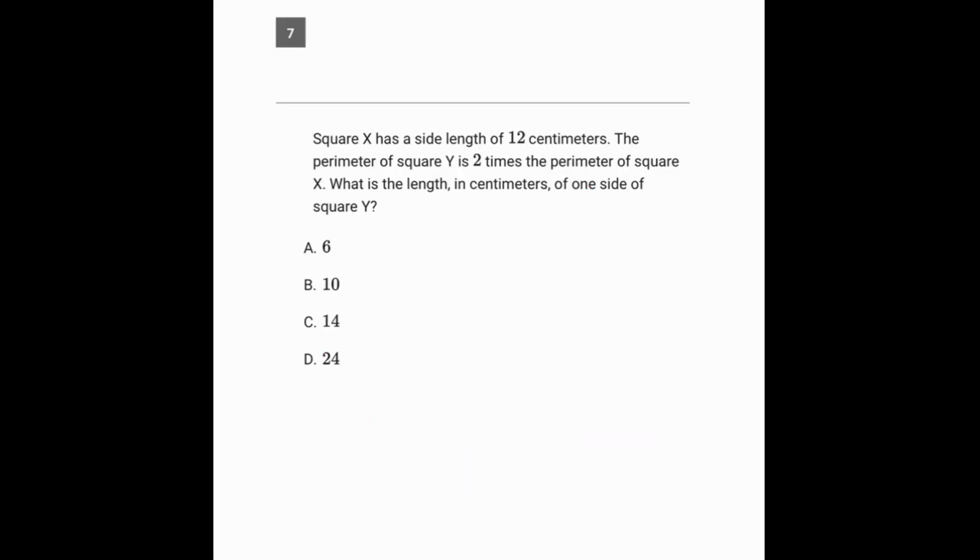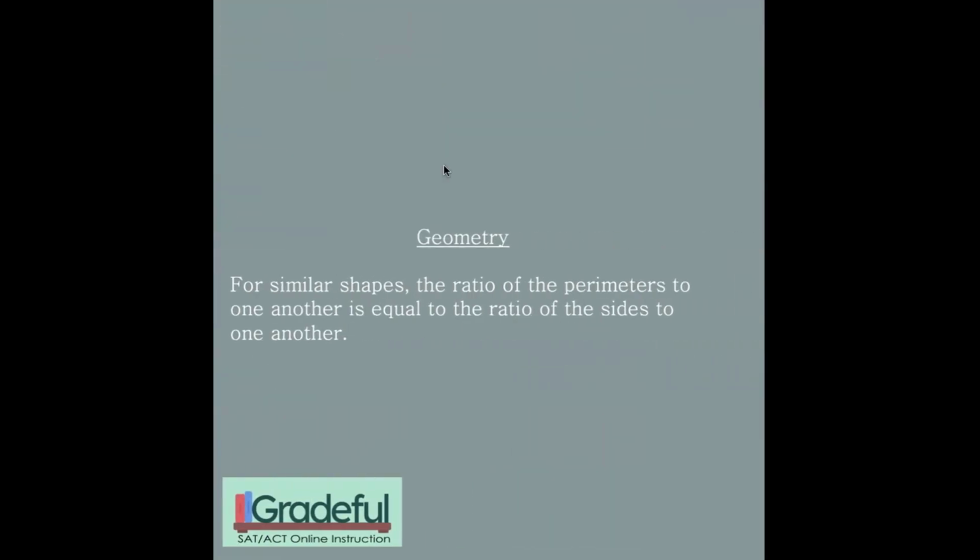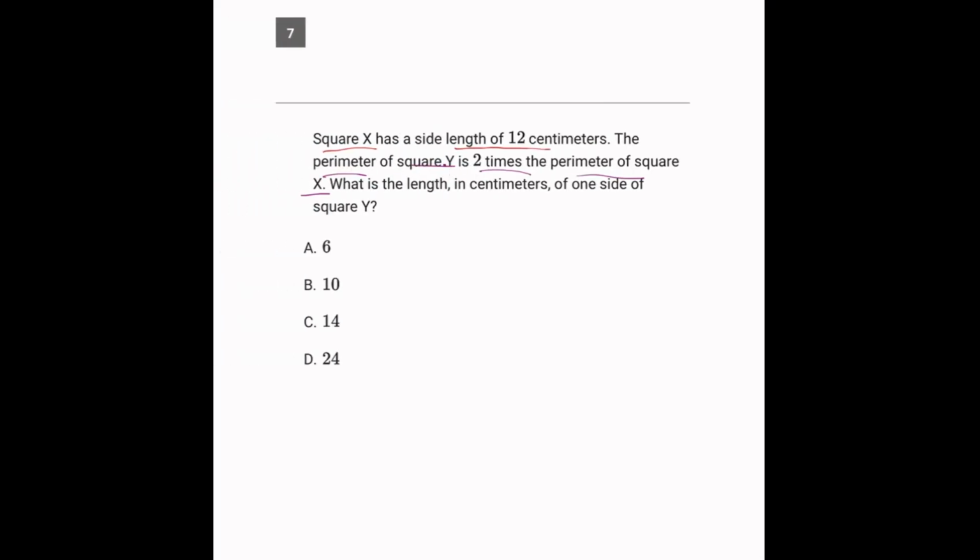Let's go over to number 7 now. Here, we're seeing that we have square x and square y. Square x has a side length of 12. The perimeter of square y is double the perimeter of square x. And the little factoid you need to know here is that for similar shapes, the ratio of the perimeters to one another is equal to the ratio of the sides to one another. That may or may not be obvious to some people, but it's important nevertheless. Now, how do we know these are similar? Because they're both squares. Similar means that shapes have all the same angles and proportional sides. And so because these are squares, any one square is similar to any other square.